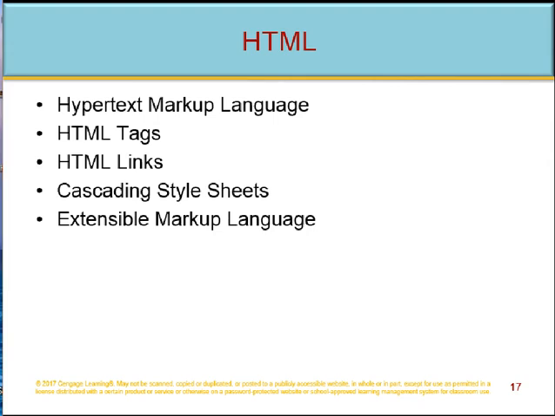A cascading style sheet is a set of instructions that gives web developers control over displaying page formatting. Cascading style sheets can be applied to each web page, and they can be applied one on top of another.